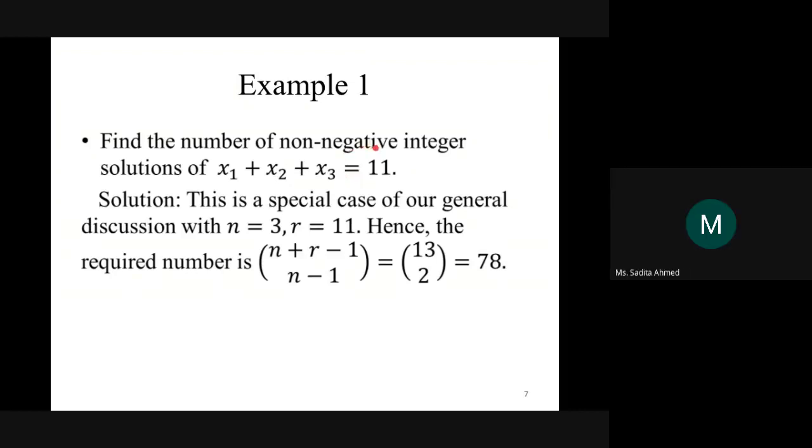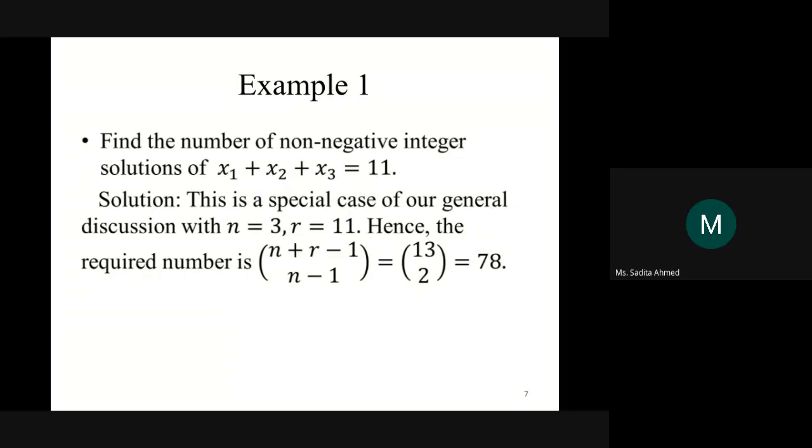11, exactly. So we have the formula already, n plus r minus 1 choose n minus 1. So 3 plus 11 minus 1 gives us 13, and n minus 1 gives us 2. So 13C2. Another thing that you could do is 13C11. It will give you the same result. It's the same thing. Okay. But you won't be given easy questions like this. We go with trickier questions.